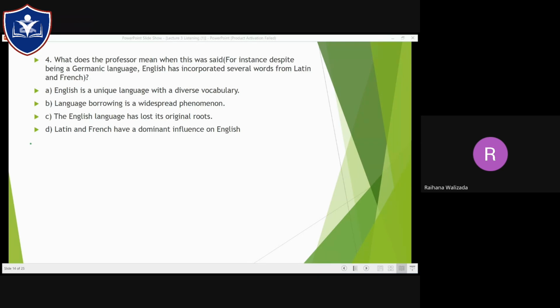Then let's go to D, that you guys think Latin and French have a dominant influence on English. Well, I know it might be an implication a little bit, but it's not the whole reason the professor talked about this. Because she said, for instance, it means that she wanted to talk about something else, and then she gave the example of this exact part. So it's not D either. It's either B or C. Let's go to C. The English language has lost its original roots, and B, language borrowing is a widespread phenomenon. What do you think now?